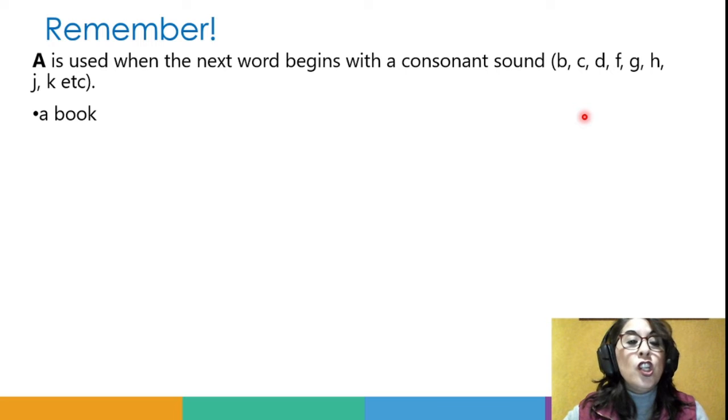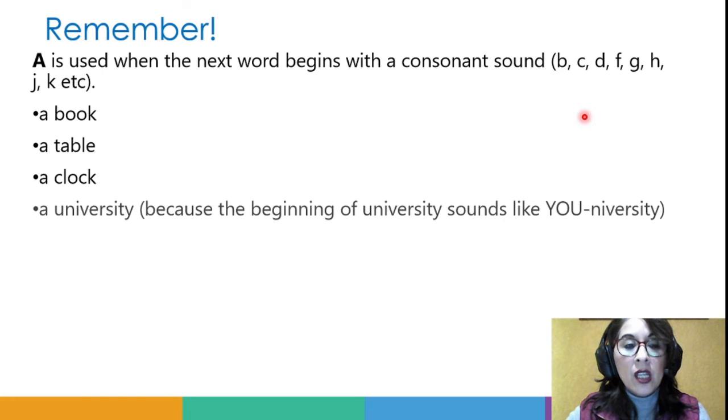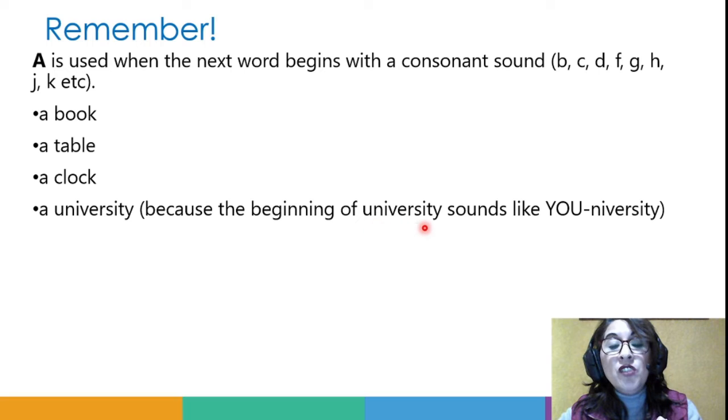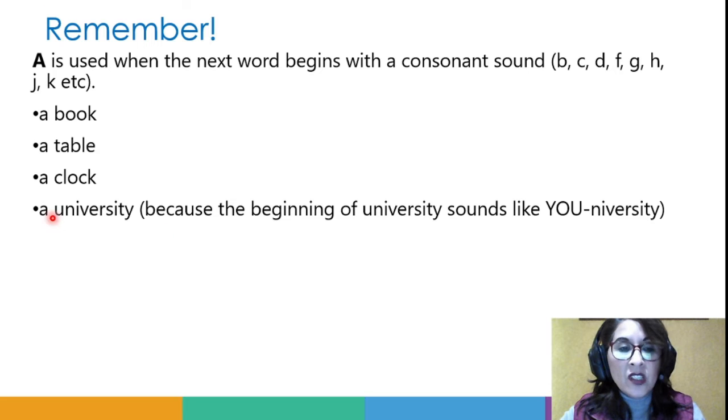And here we have some examples. A book, a table, a clock, a university. Well, but university starts with a vowel, not with a consonant. But the beginning of university sounds like U, university. That is the reason you are writing a university. Yes? It doesn't matter if you are starting with a vowel, the sound is U.